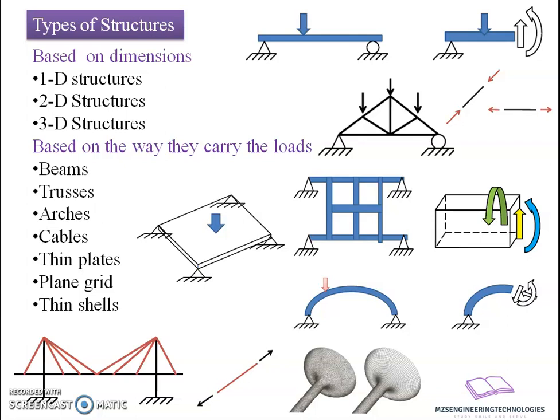The structure which is idealized by a single dimension is called a one-dimensional structure. For example, bars and rods, where we neglect the cross-section area and concentrate on the length of the member, and we assume that the forces and deformation are concentric along the longitudinal axis. Such elements are called one-dimensional elements.